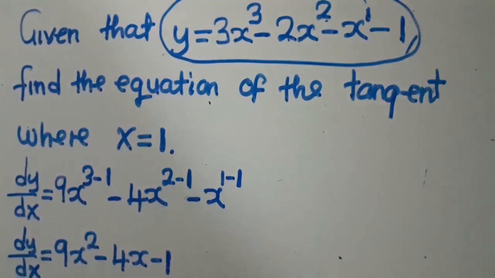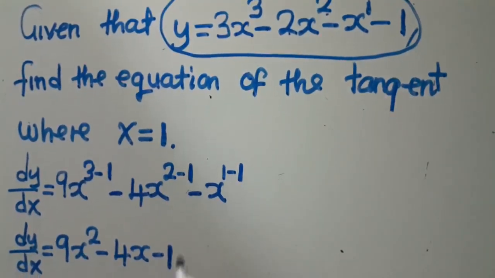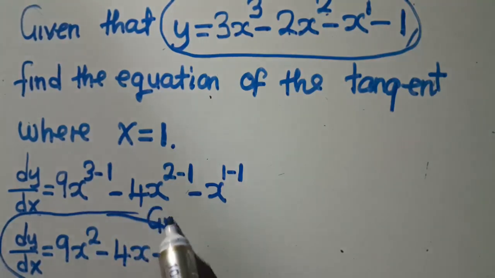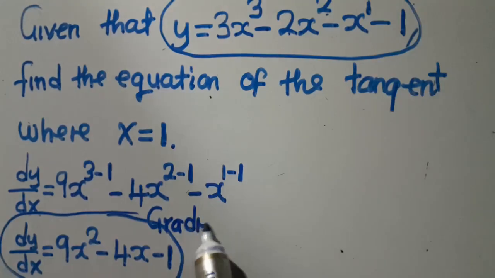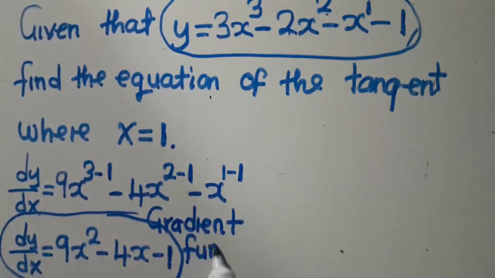So after you differentiate, this thing that you've come up with, this whole thing here, is called a gradient function. Some questions will tell you to find the gradient function. This part here is called the gradient function. This is the gradient function that we found. Then you know this is dy/dx.